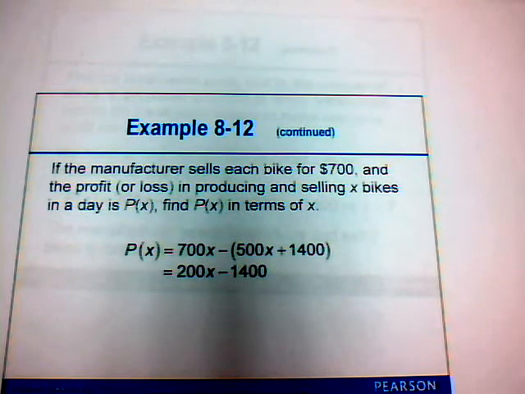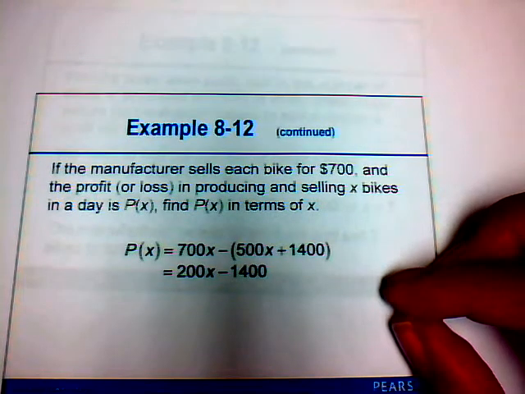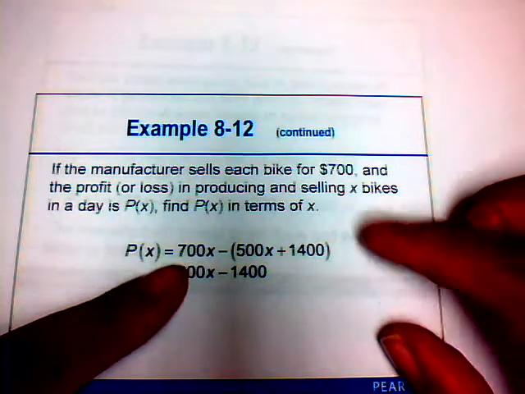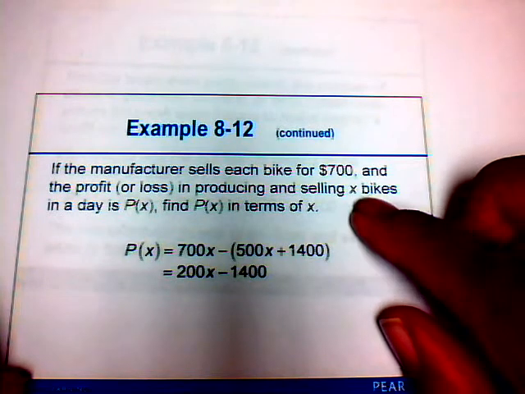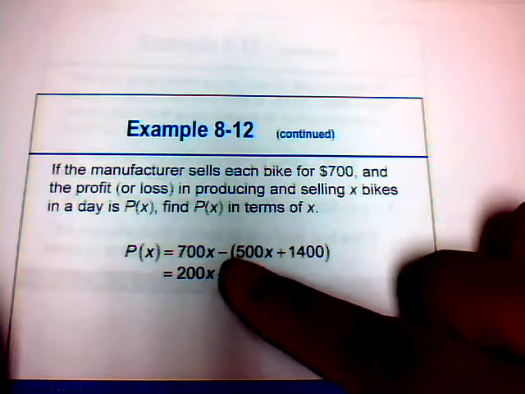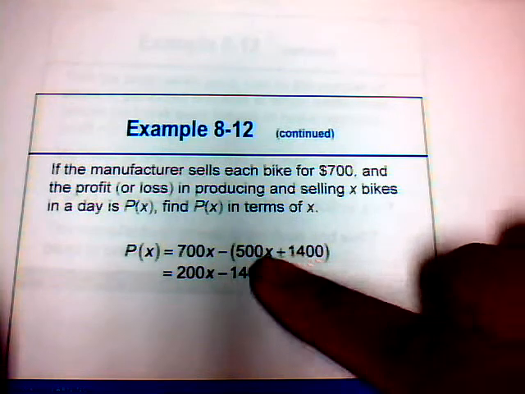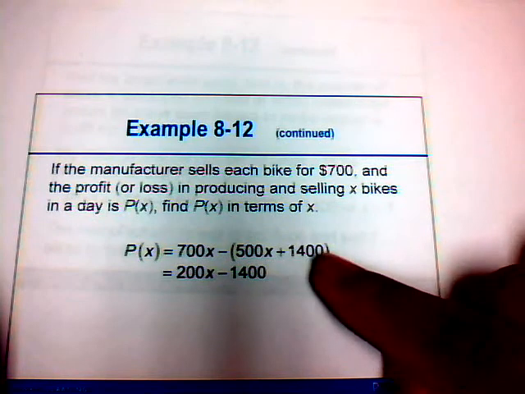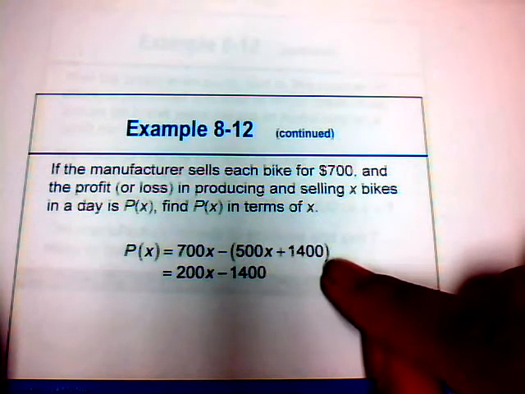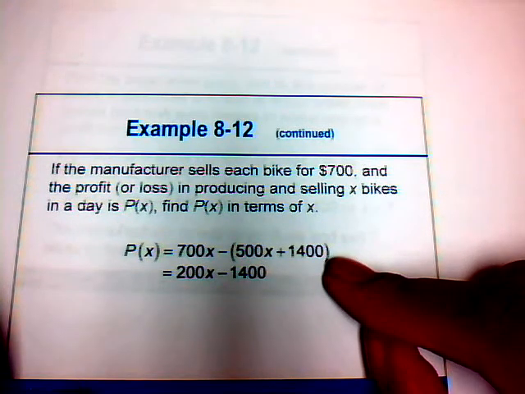Now let's say that the manufacturer sells each bike for $700 and the profit or the loss in producing and selling X bikes in a day is P of X. And we want to find P of X in terms of X. Okay, so here, P of X will be this: $700 per bike, X bikes, that's 700X, minus the cost of manufacturing X bikes in a given day, that's 500X plus 1,400. Notice that 500X plus 1,400 is in parentheses.